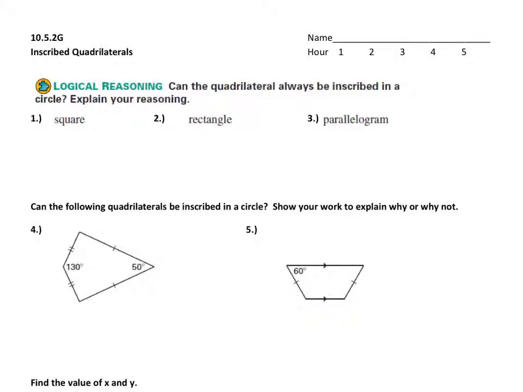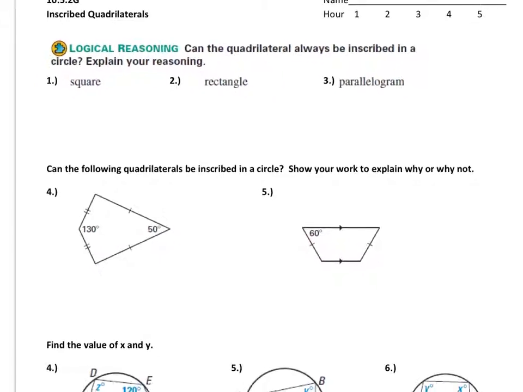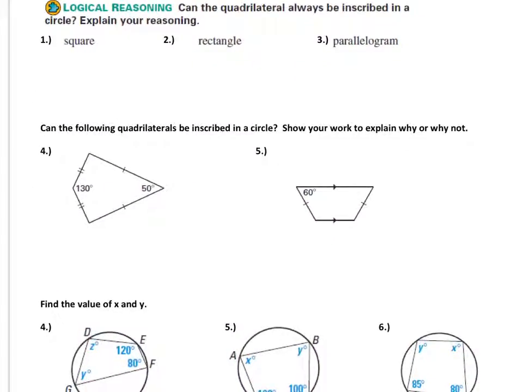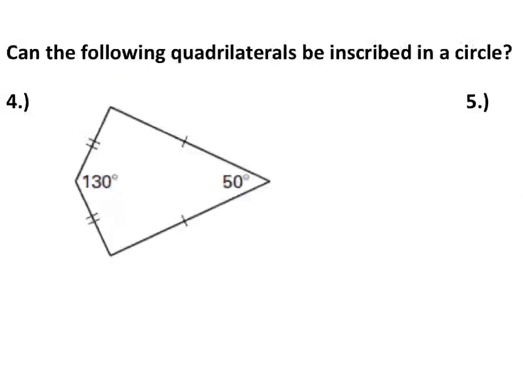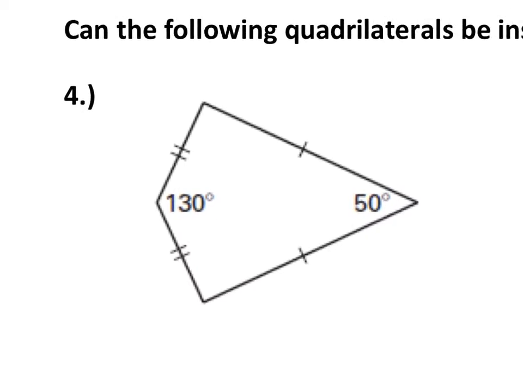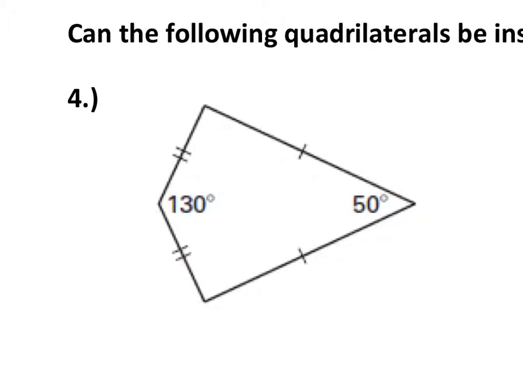Okay, this video is for 10.5.2G, Inscribed Quadrilaterals. So, today in class we talked about how a quadrilateral can be inscribed inside of a circle as long as opposite angles add up to 180 degrees.